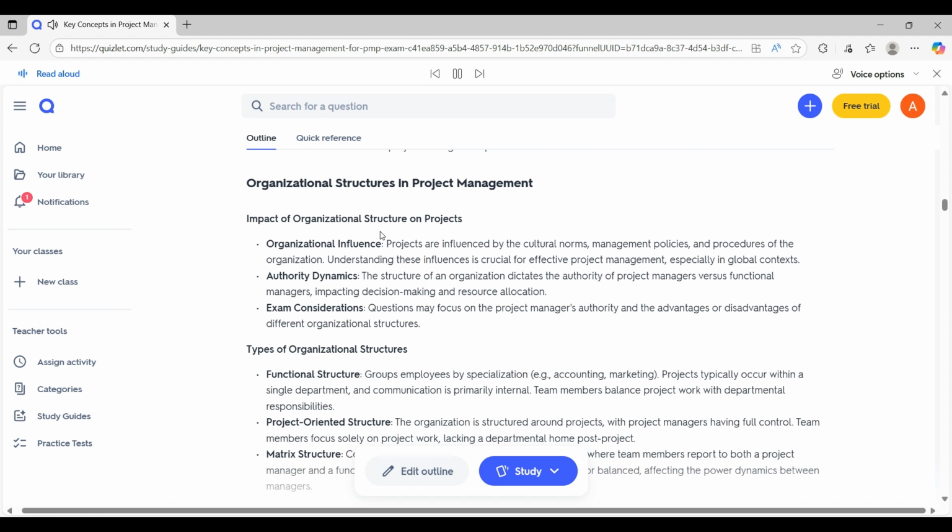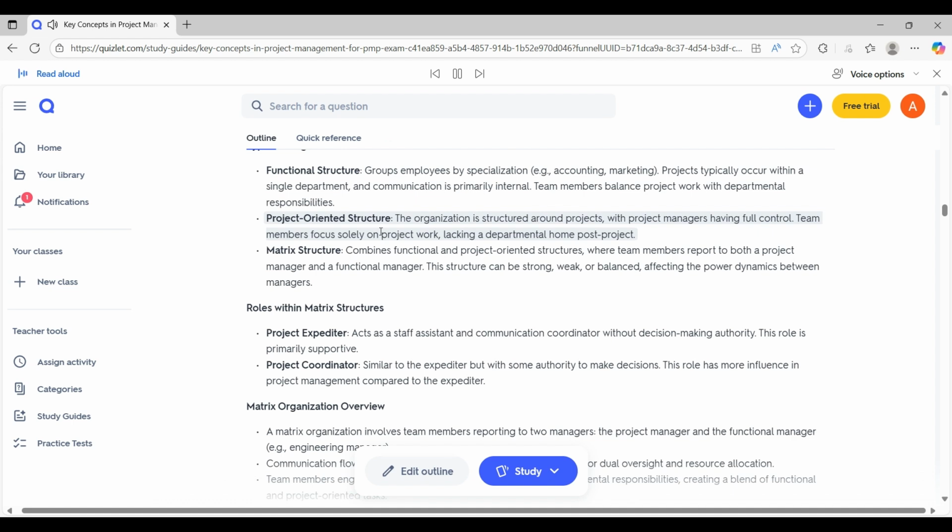Matrix structure combines functional and project-oriented structures, where team members report to both a project manager and a functional manager. This structure can be strong, weak, or balanced, affecting the power dynamics between managers. Roles within matrix structures. Project expediter acts as a staff assistant and communication coordinator without decision-making authority. This role is primarily supportive. Project coordinator, similar to the expediter, but with some authority to make decisions. This role has more influence in project management compared to the expediter.